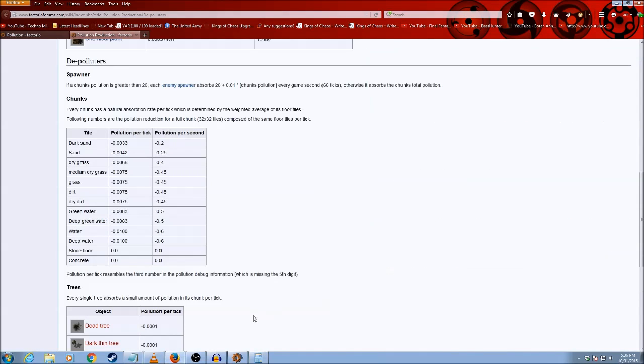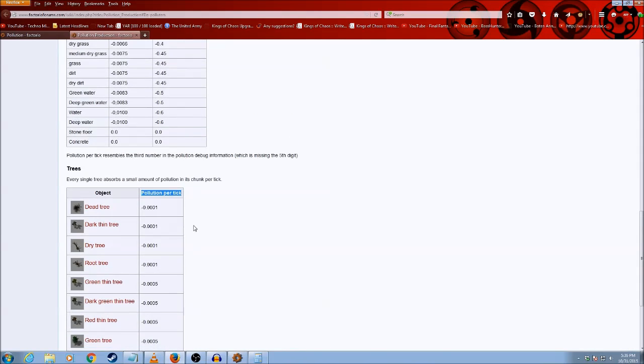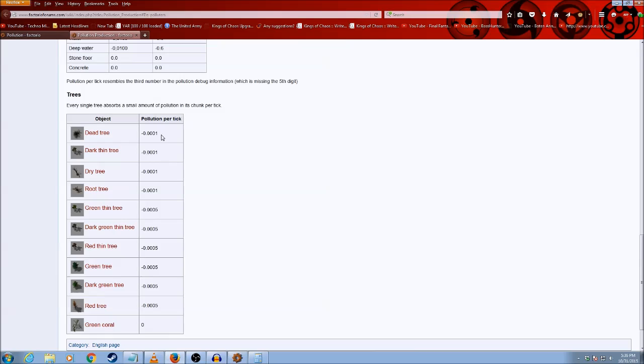So if we go back into our game here, you can look at the trees really quick, how much they absorb. And now this is per tick, right? There's no per second chart. So if you wanted a per second value, you would have to multiply these values by 60, since there's 60 ticks in 1 second. Okay, so that's just something to keep in mind.